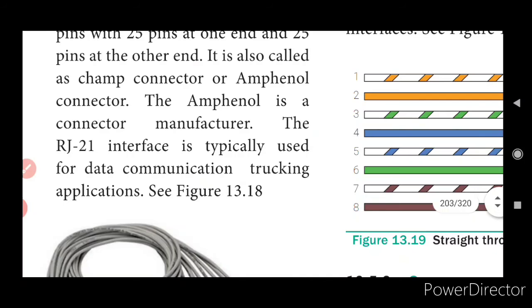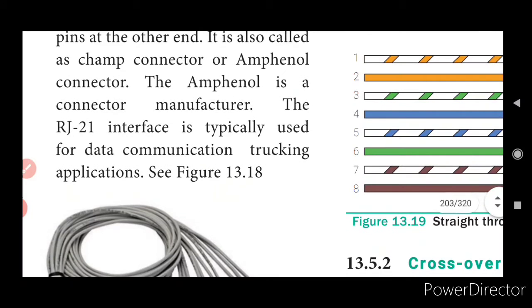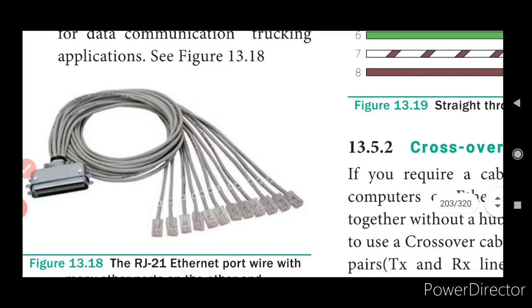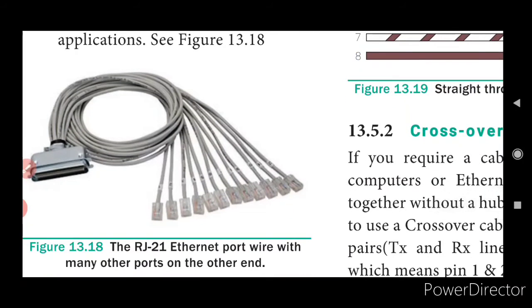The RJ21 interface is typically used for data communication trunking applications. Just have a look here at how it is. This is going to be our RJ21.